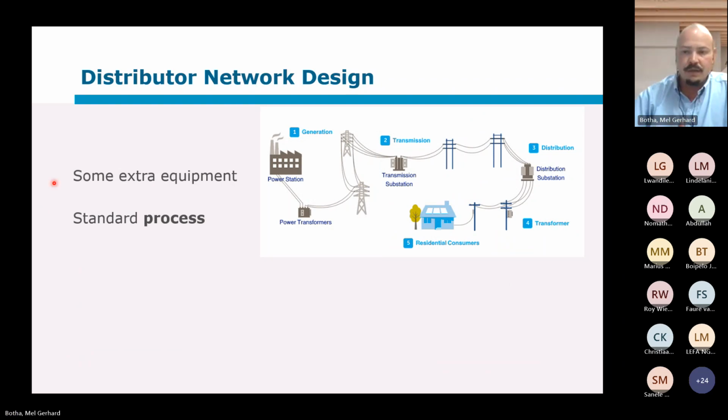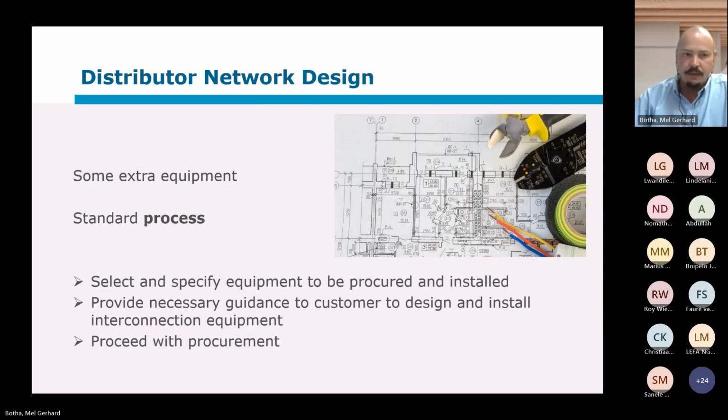Now, the document doesn't go into a lot of detail because even though there's some extra equipment that you didn't necessarily use as default in normal planning, distributor network design is a standard process. You do that all the time. Just follow the same process. Okay, we've already discussed it. So select and specify the equipment and eventually proceed with procurement.